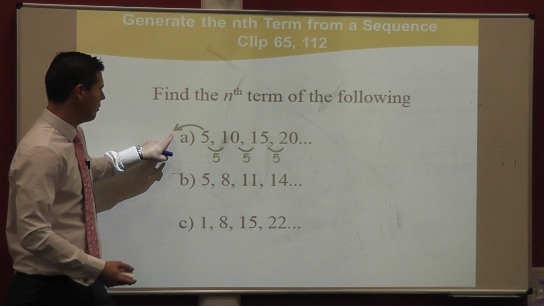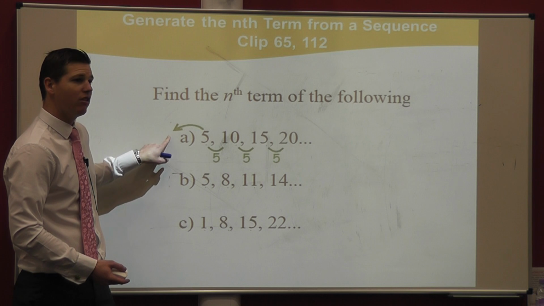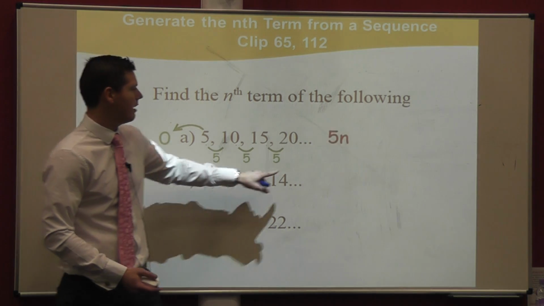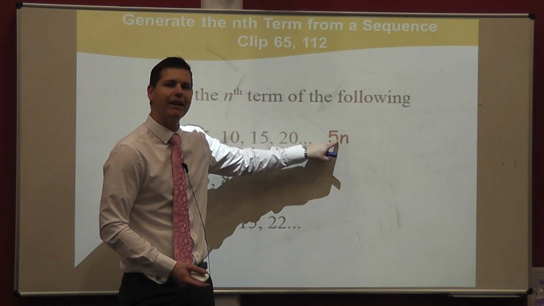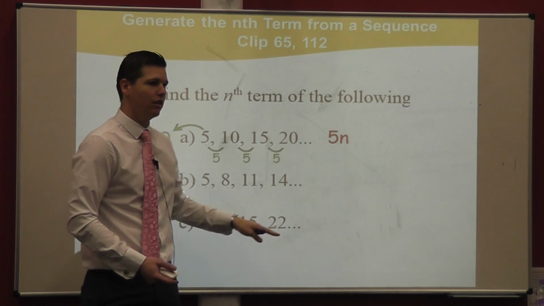And when I go back one, what would it be? 0, nothing. So what I end up with is the nth term, the rule for that pattern is 5n. That's it. And have a look at it.